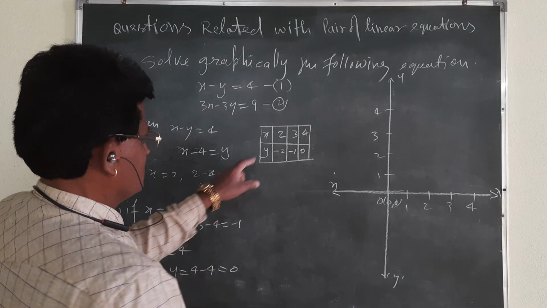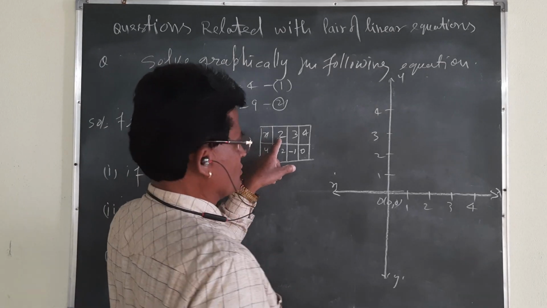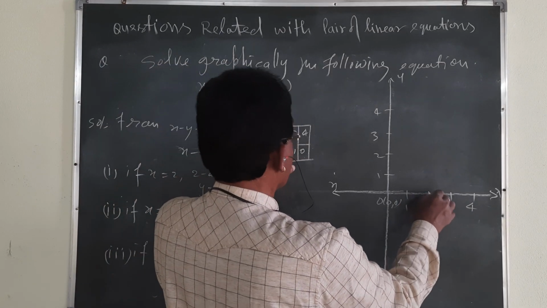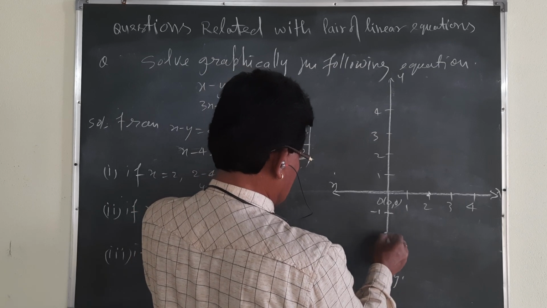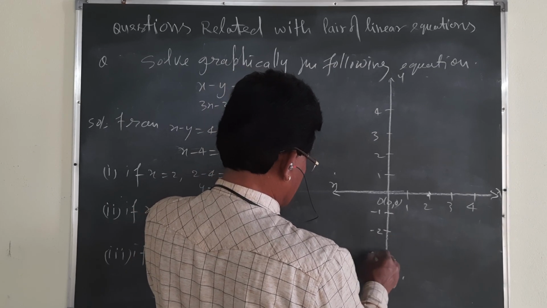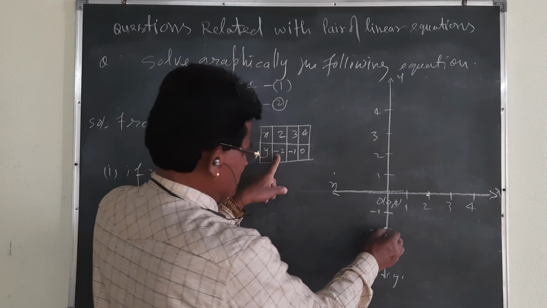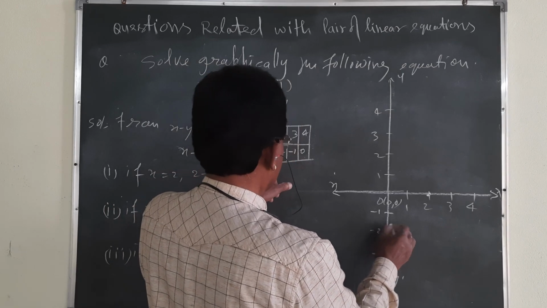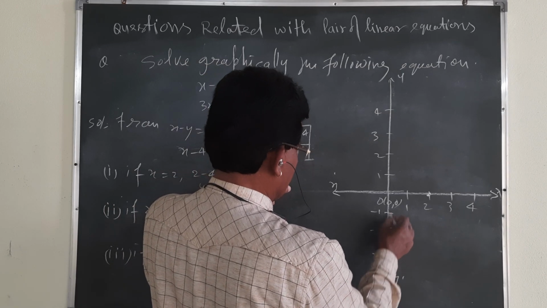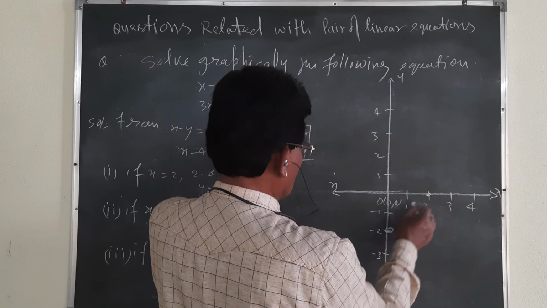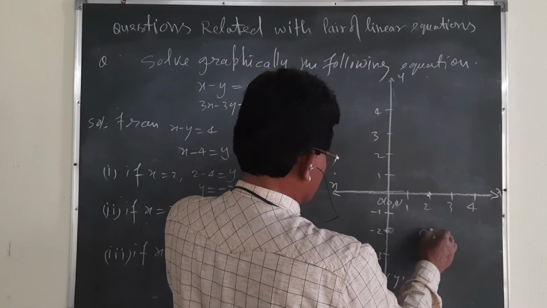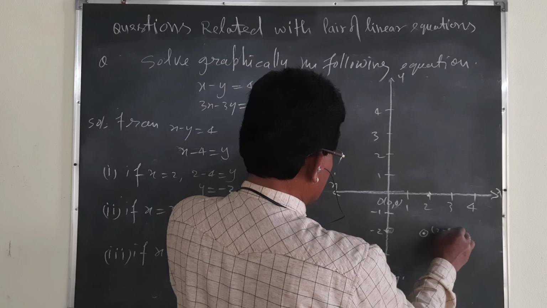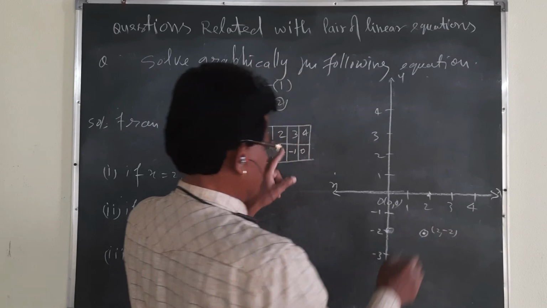Okay, let me take the graph first of all. x is equal to 2. 2 is this one. What will be y? I am taking negative numbers also, minus 1, minus 2. y is equal to minus 2. This point will be x is equal to 2, and it will be here. The point will be here: x is 2 and y is minus 2.